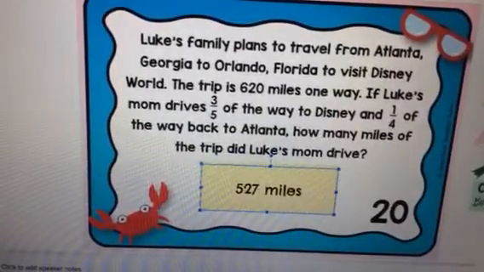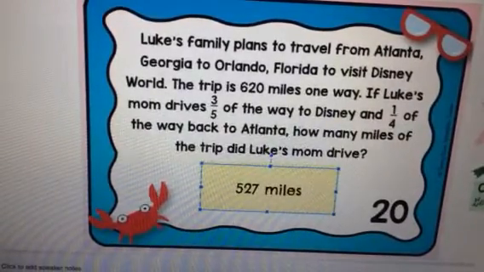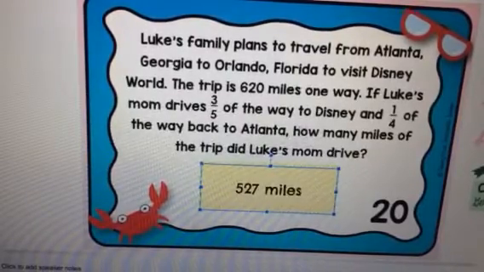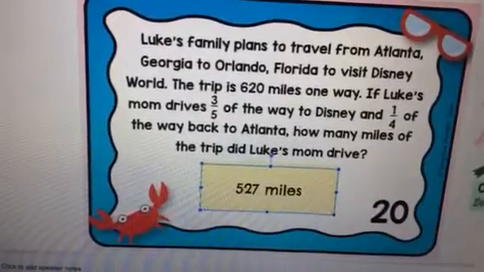So, work on fractions, work on those multiplication facts above 12 to help you be ready for 5th grade.